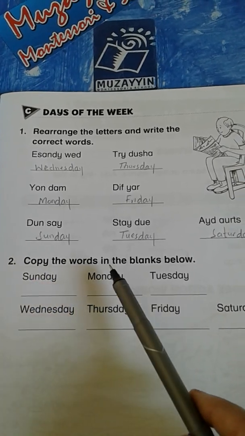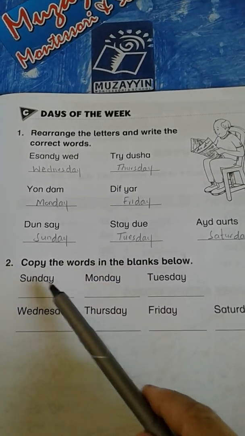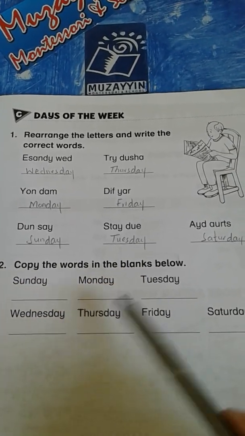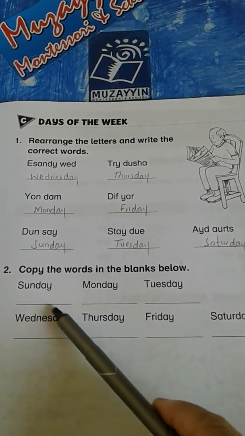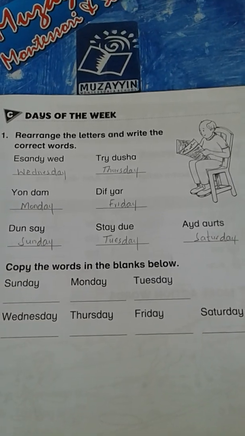Next question is copy the words in the blanks below. Here are the days of the week and what you have to do is copy them and write them in the blanks below.